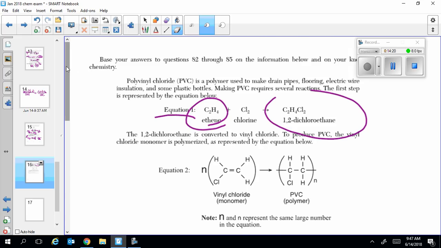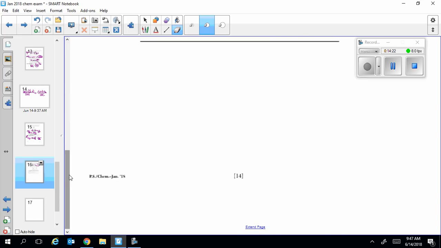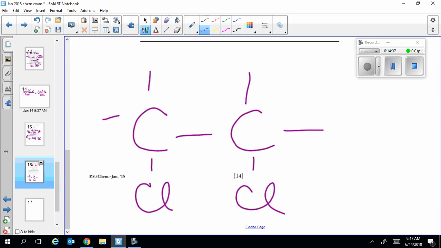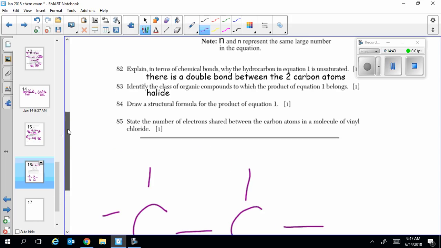All right, 1,2-dichloroethane. So I'm going to go down here where I have some space. There's ethane, 2 carbons. 1,2-dichloro means one comes off the first carbon, one comes off the second carbon, and then the rest of the spots will be H's. I'm always filling my rule of carbon forming 4 bonds. So there's my structural formula.